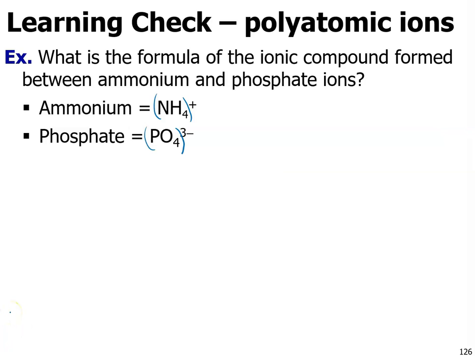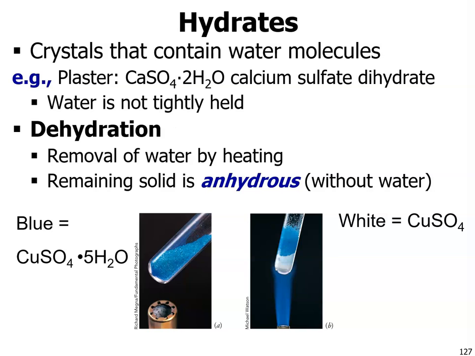In addition to ammonium and phosphate, I'd like you to look up those groups on that list that I gave you for the table for the polyatomics. I'd also like you to look up strontium and nitrate and tell me what that ionic compound formula would be as well. Strontium nitrate.